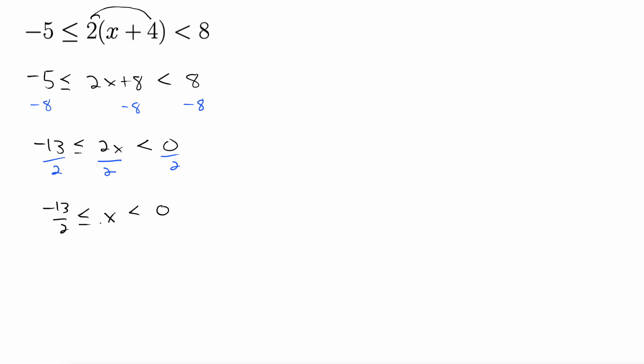x is nested between these 2 values. We need to know what 13 halves is. It's equivalent to 6.5. So we can think of this as -6.5 less than or equal to x less than 0. Okay, that's just to help us know where to put it on the number line for our graph notation.